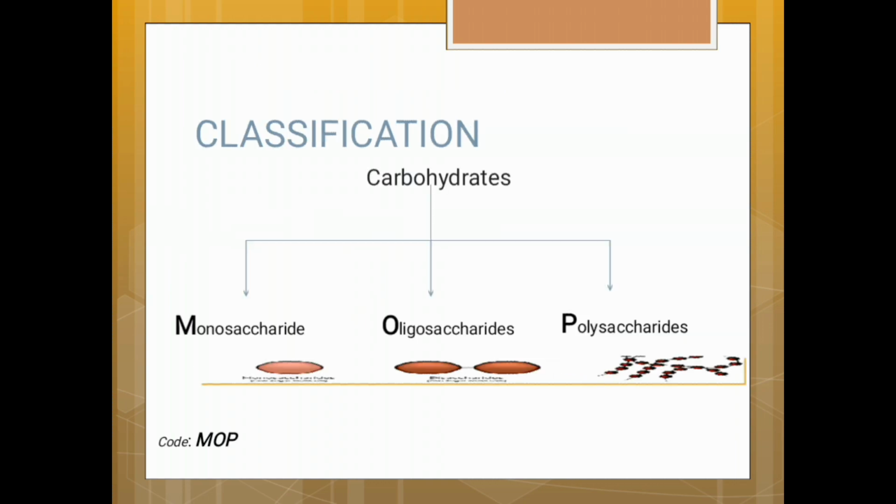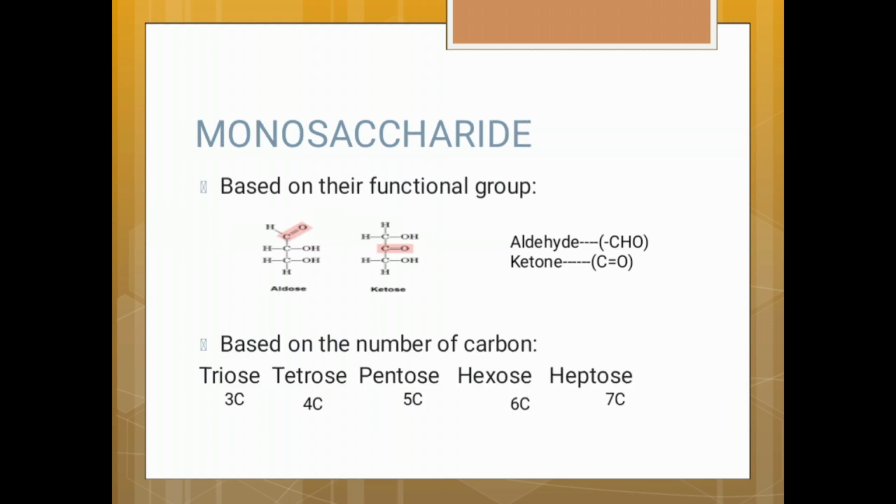Carbohydrates can be classified into three major groups based on their number of sugar units. And then we have monosaccharide, oligosaccharide, and polysaccharide. Monosaccharide is the simplest group of carbohydrates, which cannot be further hydrolyzed. That means it can't be broken down into smaller units.